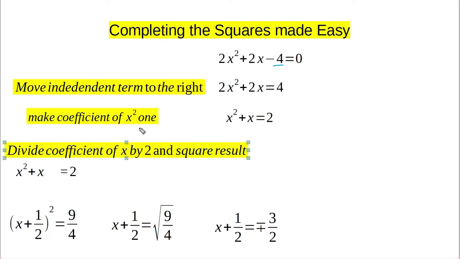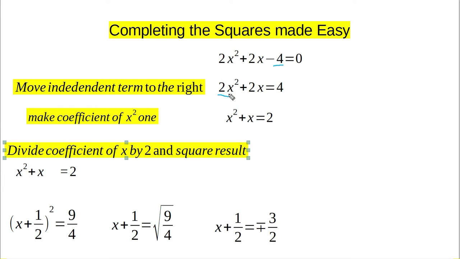Now the next step is to make the coefficient of x squared 1. When we look at the coefficients here, if the coefficient is already 1, you don't need to do anything. But if it isn't, you have to make it equal to 1. So to do that, we have to divide this term by 2 to get rid of this 2 here. Whatever you do to this term, you have to do to all the other terms.